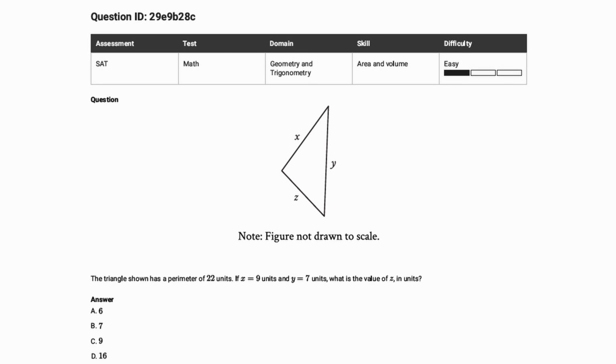All right, so this is a really simple question, if you guys couldn't tell. But listen, it's all about the fundamentals. If you guys make silly mistakes on the math section, you will not be getting a 1600. Please bear with me and let's walk through this. Perimeter is 22, x equals 9, y equals 7. That's what we know. 9 plus 7 is 16. 22 minus 16 is 6. So the answer is 6 because that is what z equals.